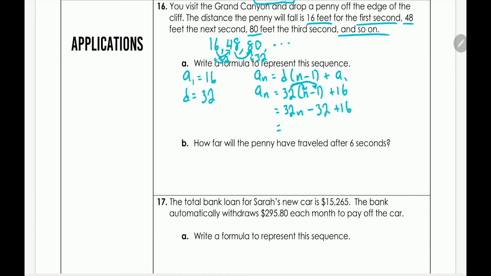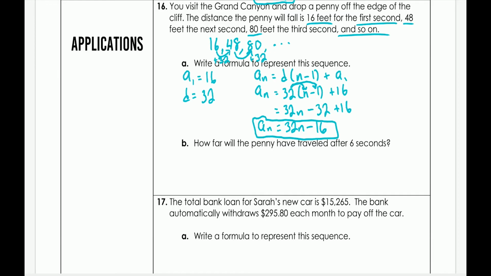And finally, let's go ahead and combine like terms. So we have 32n. Negative 32 plus 16. That gives me a negative 16. So this right here is the formula that we need to determine whatever term we need. So this is the formula that's representing the sequence. Okay? Let's read part B.